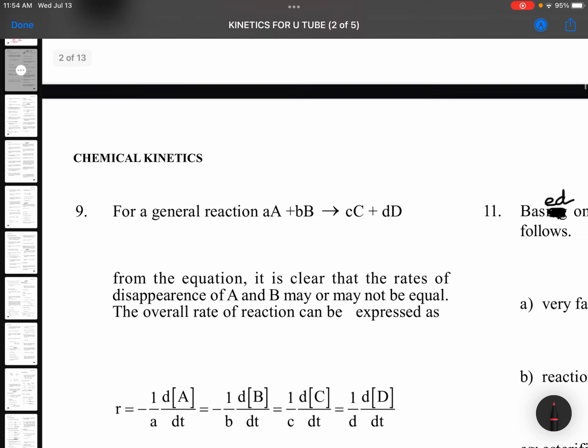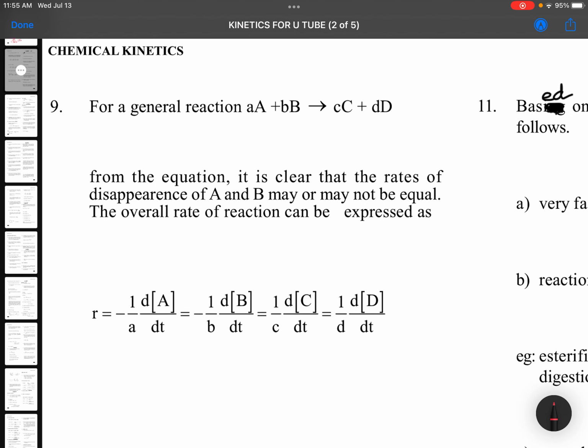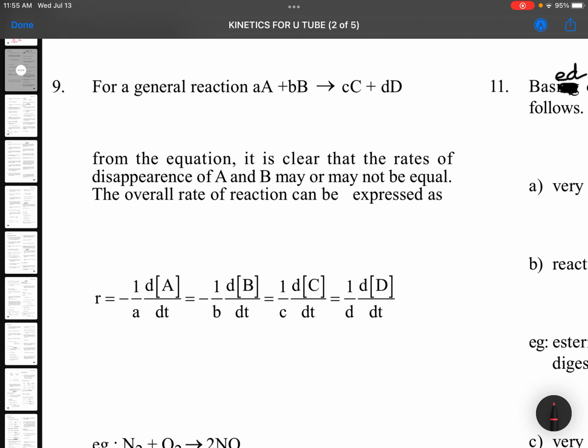So for a general reaction, for example, aA plus bB gives rise to cC plus dD, where small a, small b, small c, small d are the number of moles, you can show the complete reaction. For these two, the concentration will be decreasing. For these two, the concentration will be increasing. So minus and minus you can see here, and there is no minus sign in these cases. And whatever the number of moles, you take in terms of 1 by a.